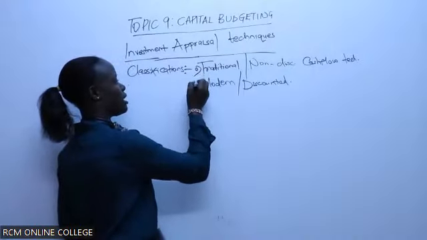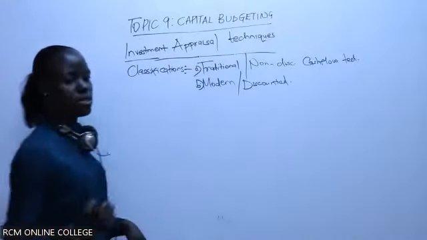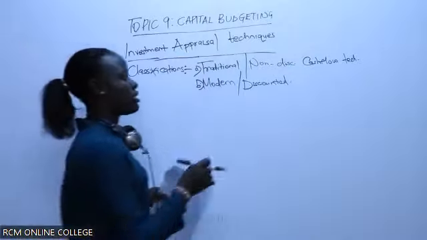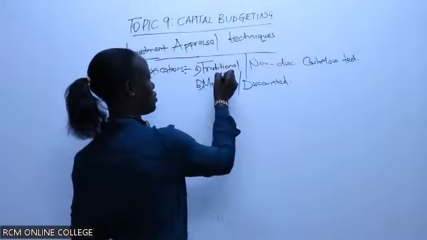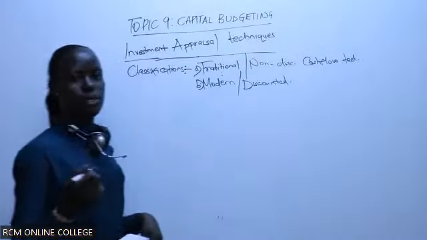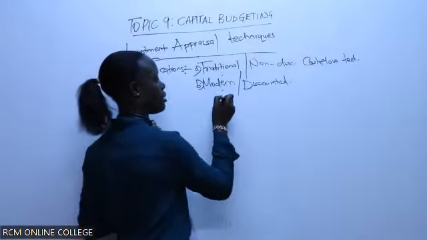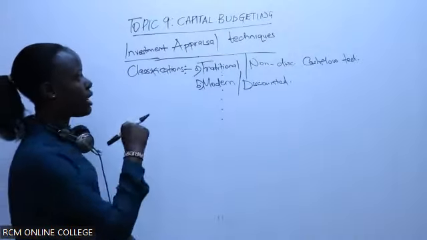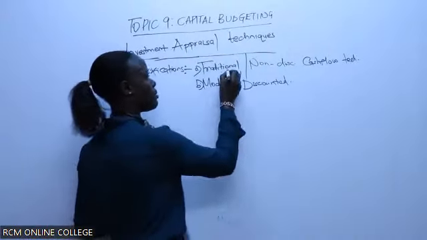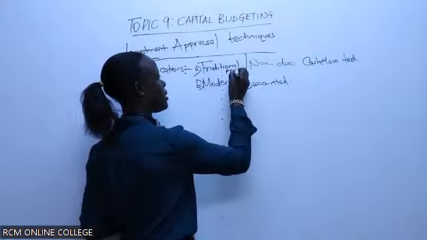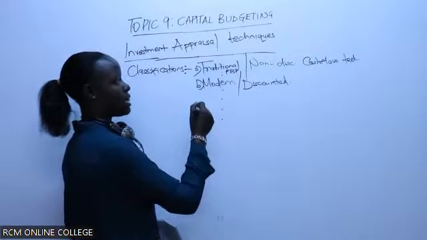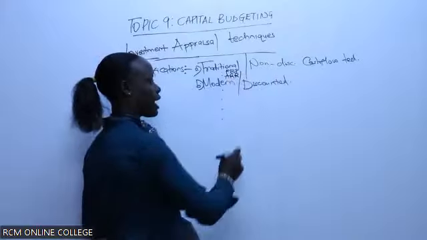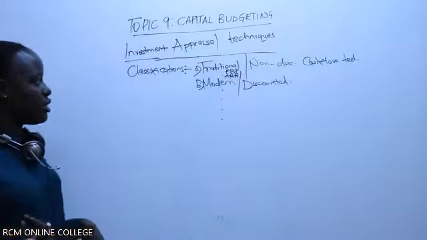So these are the main classifications that we have. But under each, the traditional is classified into two types, while for modern, we have four types. For the traditional techniques, we can talk of the payback period, the PBP, and the other one we can talk of the ARR, the accounting or average rate of return.